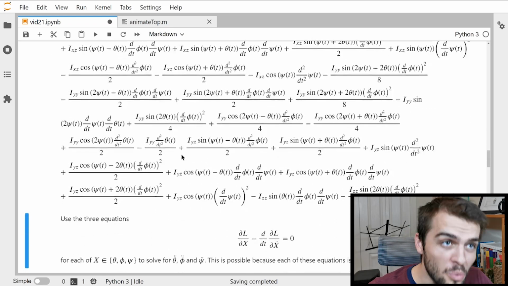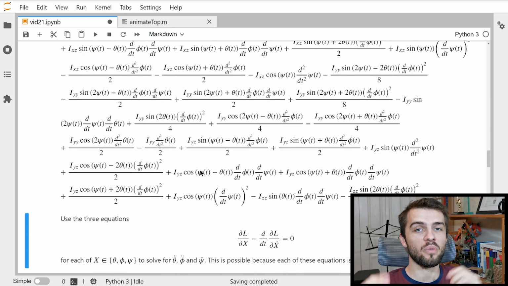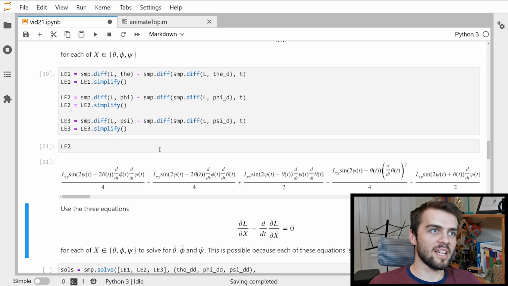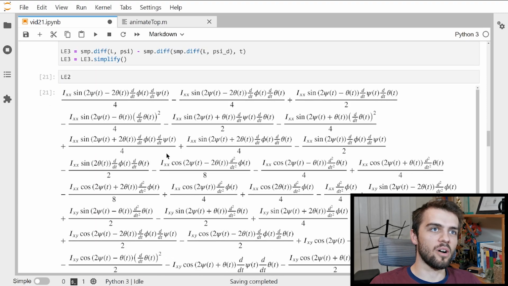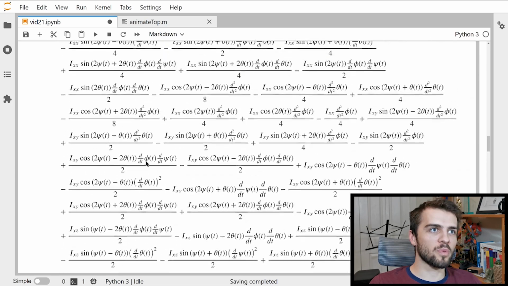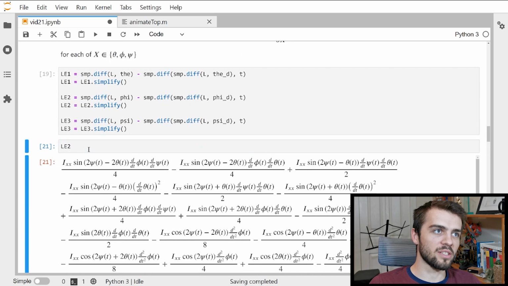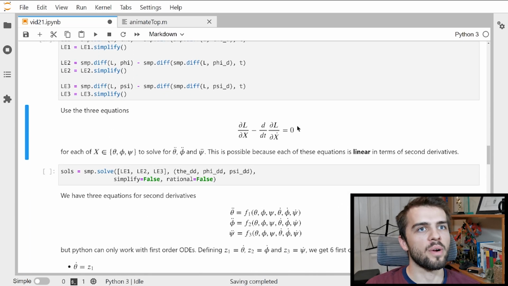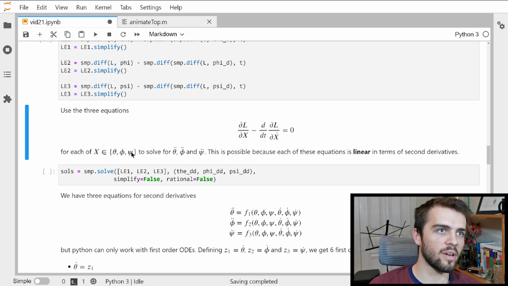Now this is one of 3 equations, right? There's 3 equations total. And so, for example, this is the second Lagrange's equation, also a really, really long, annoying equation. And so what we're going to do now is find some differential equations that we can solve. So you'll note that all 3 of these equations are equal to 0 for each of the x's: theta, phi, and psi, the 3 Euler angles.